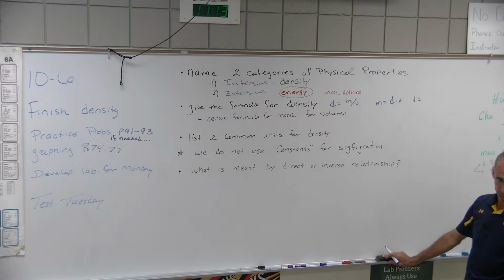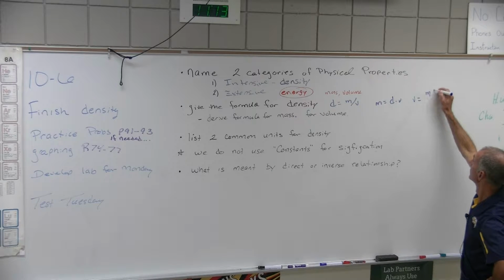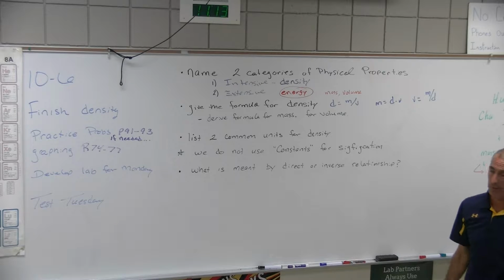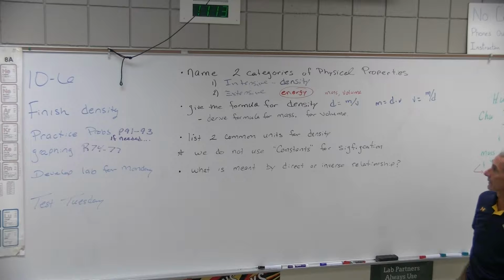Yep. You multiply by v on each side to get rid of it on one, and then you have mass equals density times volume, and then you divide by the density on each side. So mass over density for that. That one kids usually miss. I don't know why, but for some that's a tough one.